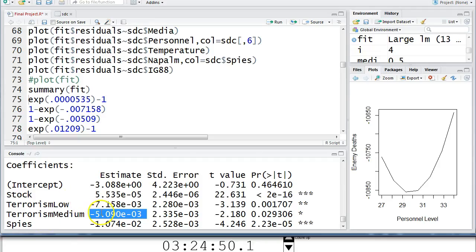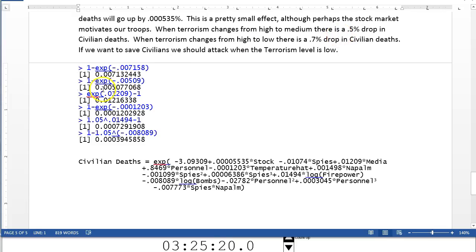Okay, terrorism medium was 0.509. The default was high. Thus, okay, there we go. So this number here was 0.05, which is 0.5%. So that's a small amount, but it's a slightly bigger amount if it drops down to low. So we want terrorism low. Okay, that was a lot of work, but those are the kind of details that you're expected to be able to take care of as a statistician.